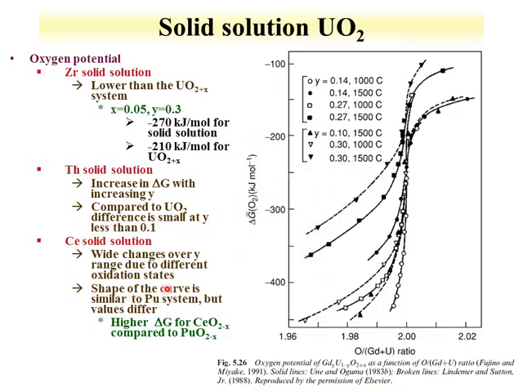Cerium has also been studied. The shape of this curve is similar to the plutonium system, but the value is different. So what this means is that there's data available to determine, for uranium-containing solid solutions, the ratio of oxygen to the metals. And this is done through evaluation of thermodynamic data, and in this case, the Gibbs free energy.